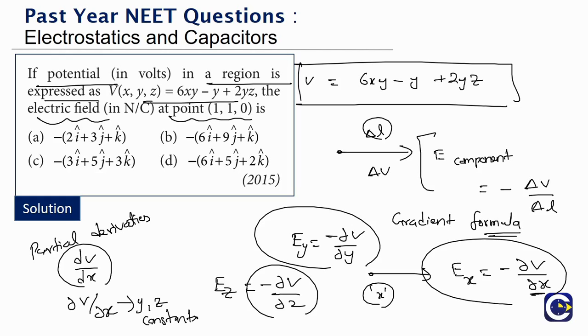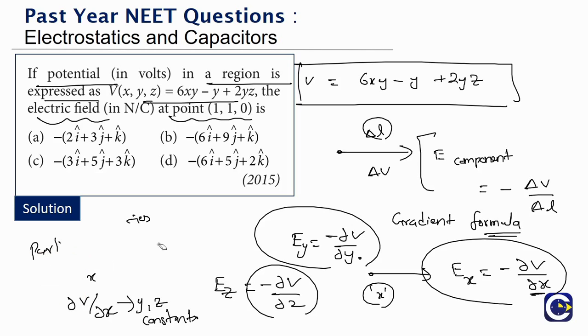Constants. We are not going to consider y and z as variables. We will consider them as constants. Similarly, if you take the partial derivative with respect to y, in that case x and z will be treated as constants. If we take the partial derivative with respect to z, x and y are going to be taken as constants. Okay, so now we will go on with the calculation.